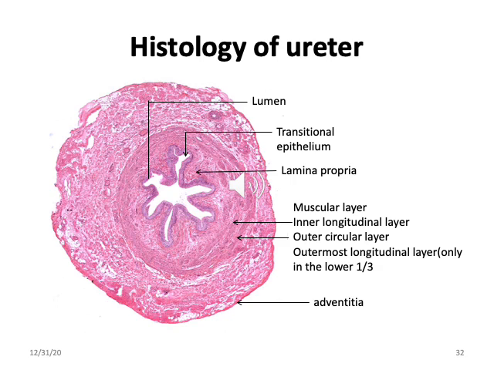The upper two-thirds of the ureter has two layers of smooth muscle, an inner longitudinal layer and an outer circular layer. The lower one-third of the ureter has three layers: inner longitudinal, middle circular, and outermost longitudinal layer.